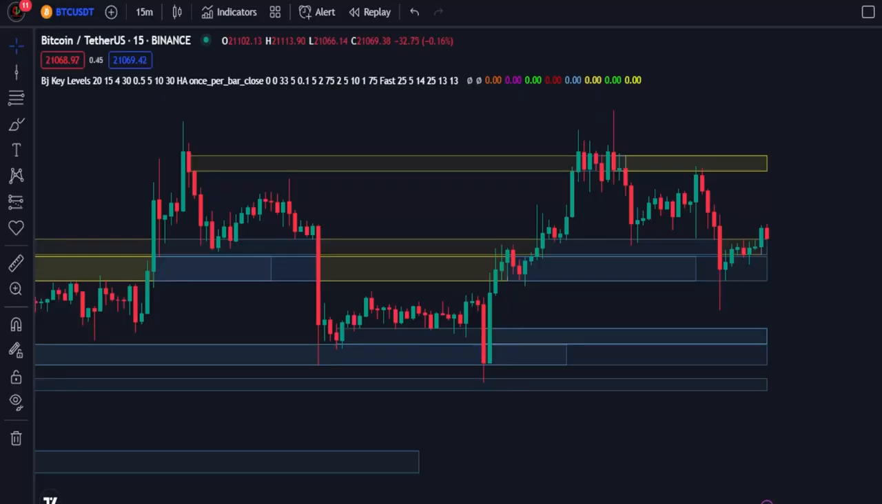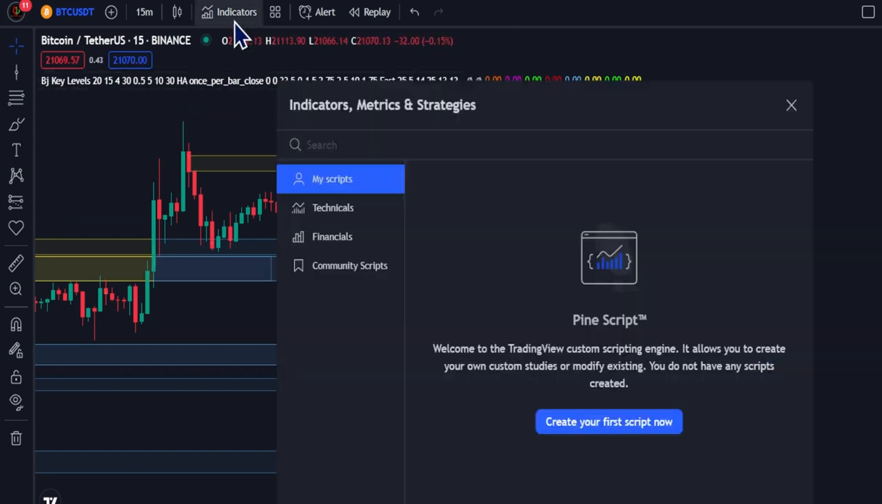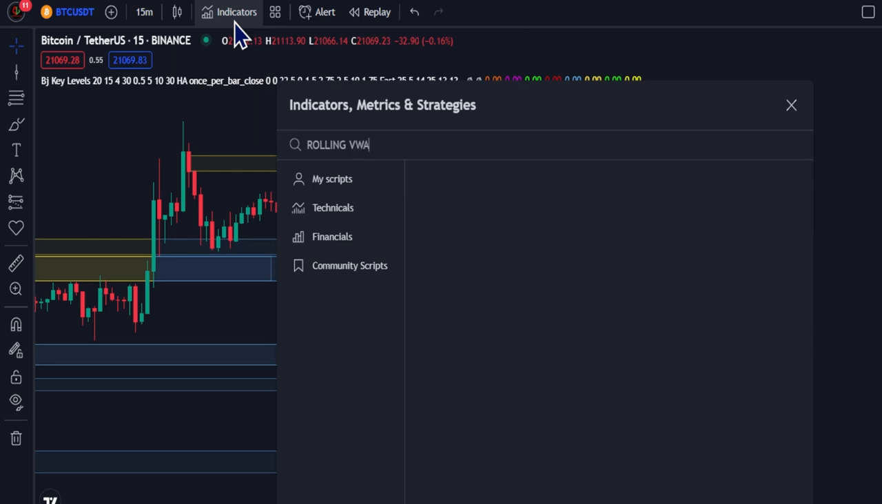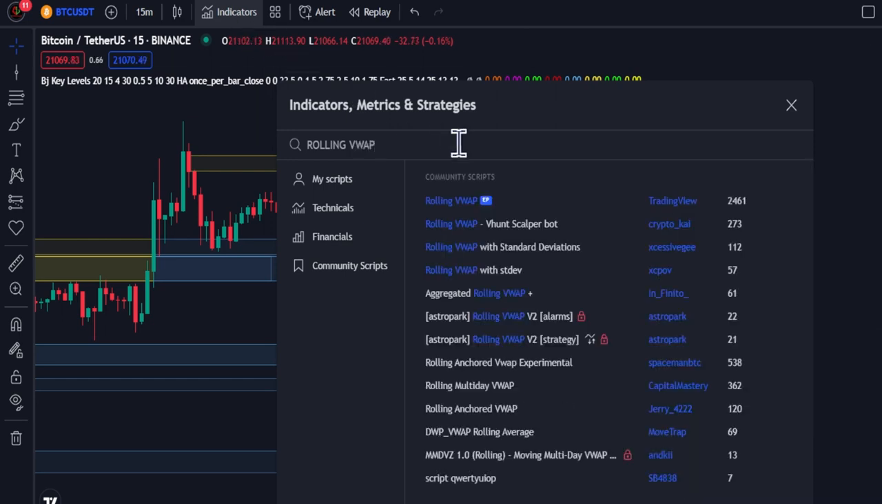The Bujorgum Key Levels indicator is quite powerful, but using it alone can result in false signals. To improve the strategy, we will add another indicator to the chart. Go to the Indicator Search tab and search for the Rolling VWAP indicator. Select the indicator created by Tradingview and add it to the chart.